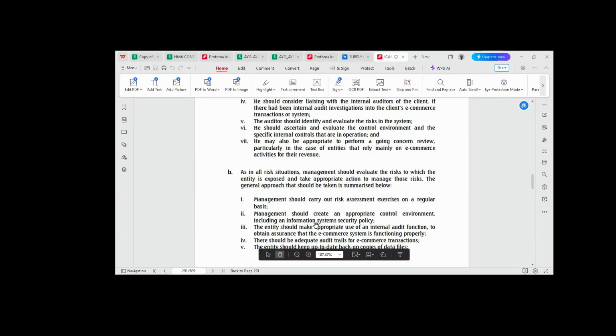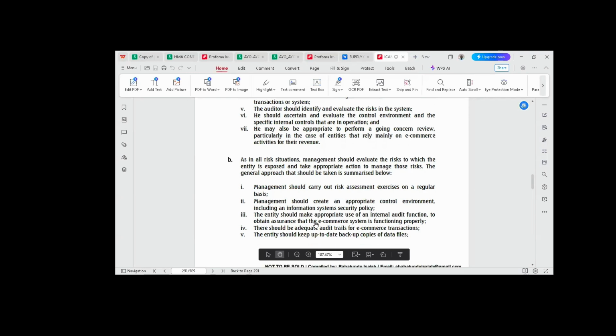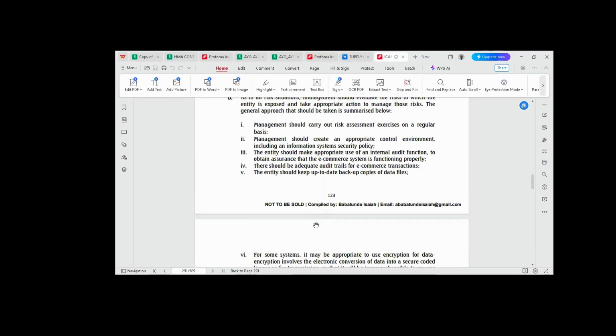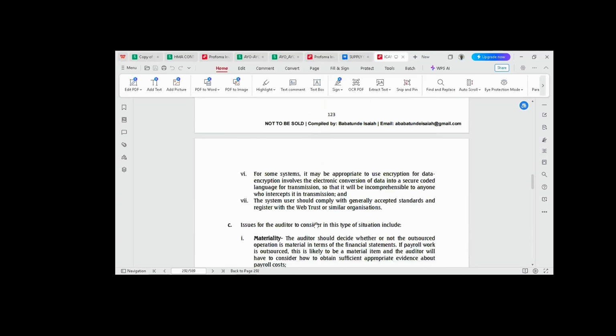The entity should keep up-to-date backup copies of data files. So they must keep backing up in case of what, to avoid any disruption or loss of data. All right. For some systems, it may be appropriate to use encryption for data. Encryption involves the electronic conversion of data into a secure code language for transmission so that it will be incomprehensible to anyone that intercepts it in transmission.